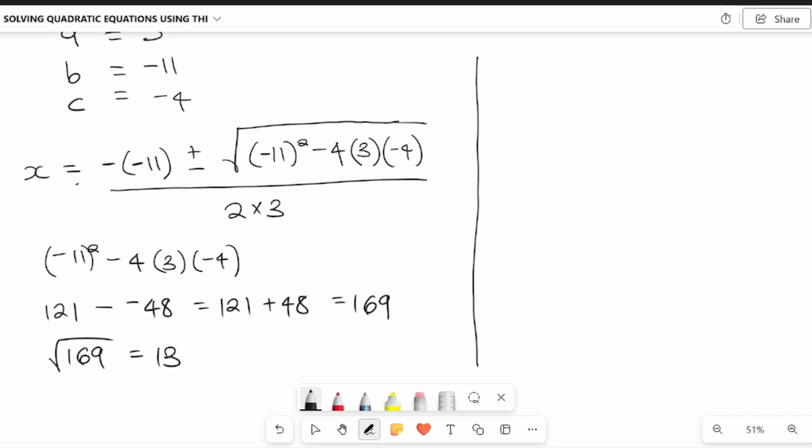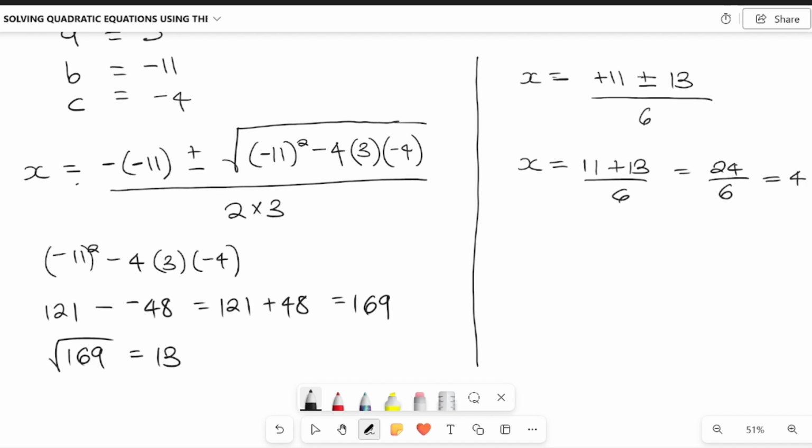Let's feed that into our formula. So we'll have x equals negative of negative 11, which we can evaluate as positive 11, plus or minus 13, all over 2 times 3, which we can evaluate as 6. So the first value of x will be x equals 11 plus 13 all over 6, which is equal to 24 all over 6, which will give us 4.